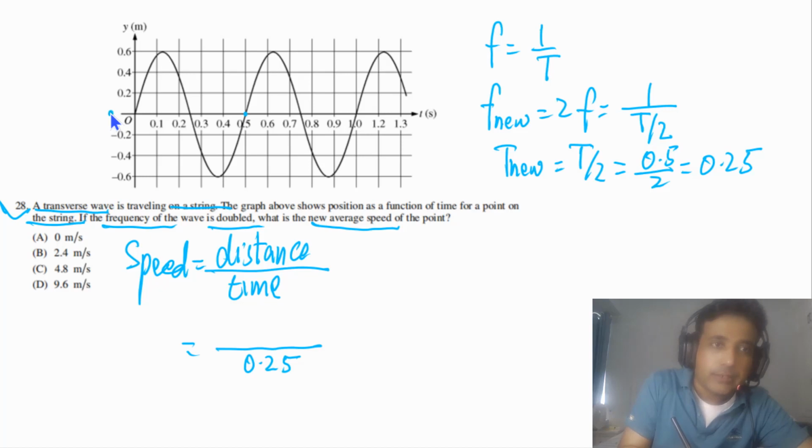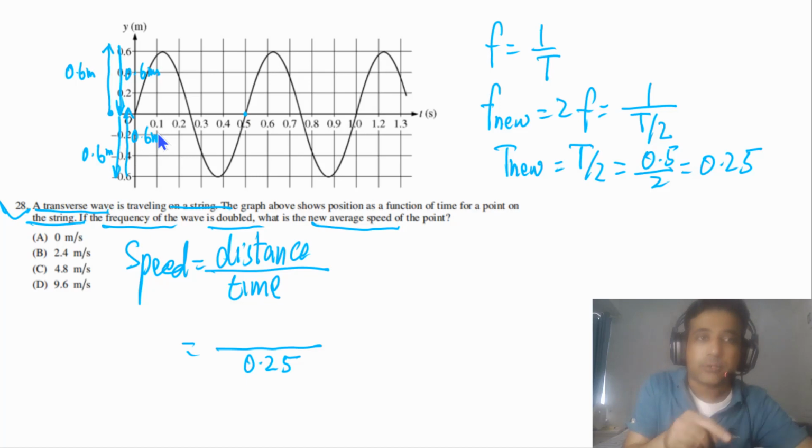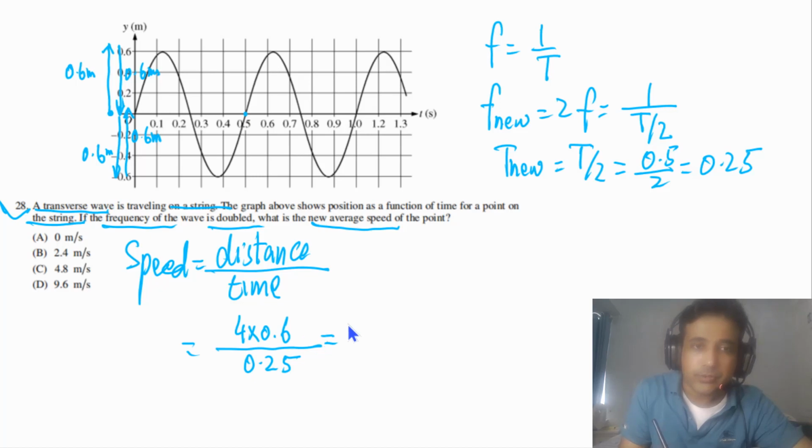So particle, let's say it starts from here, it will go up. It will travel 0.6 meters. And then this particle will come down and it will travel again 0.6 meters. Then this particle will go down, it will travel again 0.6 meters. And then finally it will come back to equilibrium position again. So it will travel extra 0.6 meters. So total distance traveled in this case is 4 times 0.6 meters, and this is equal to 2.4 meters divided by 0.25 second.